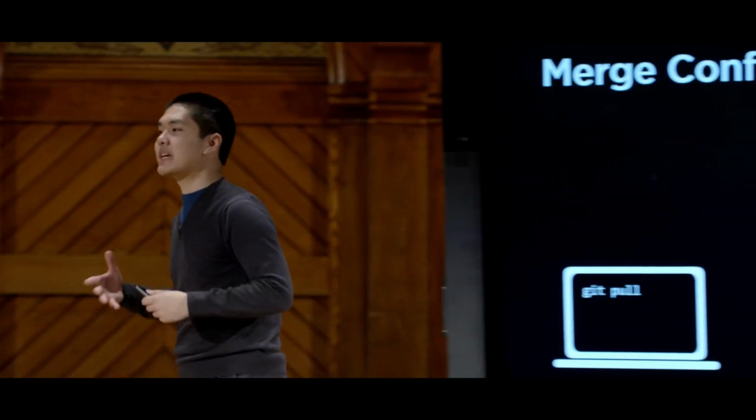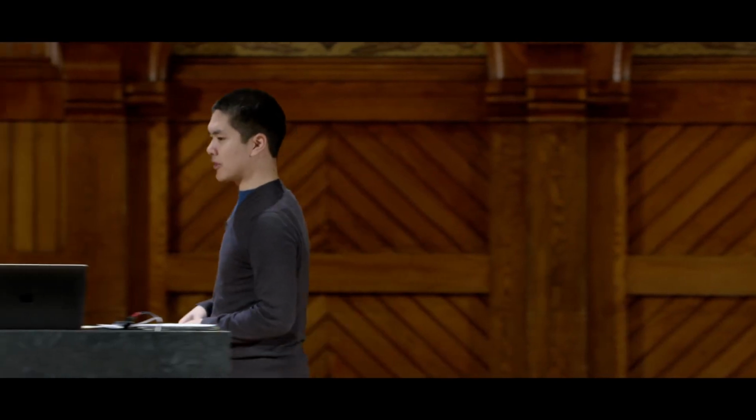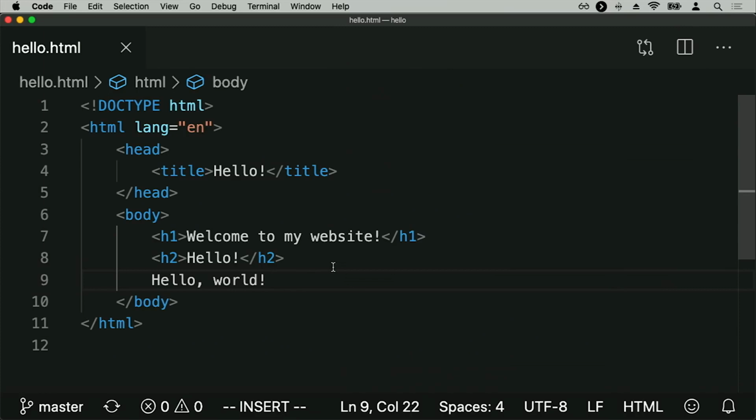So let's now take a look at an example of a merge conflict in action to see how one might arise and how we might actually go about dealing with a merge conflict should it happen. So on my computer now, I'm going to make a change to this page. I'm going to add a second exclamation point. One exclamation point wasn't enough, I'll add in a second exclamation point to this h1.